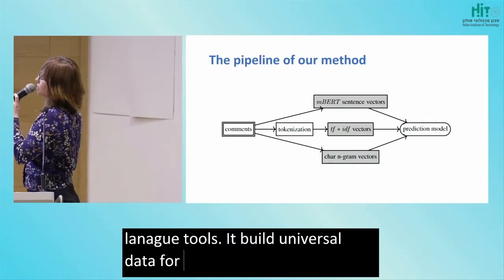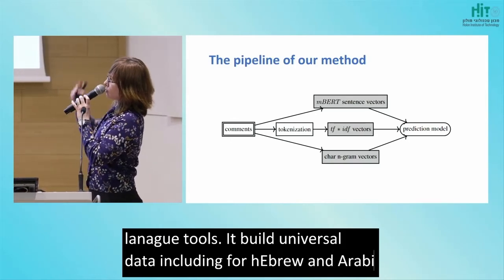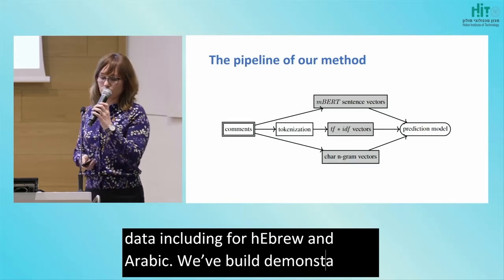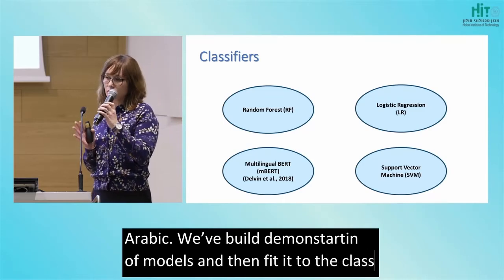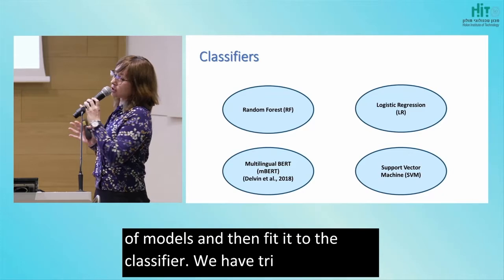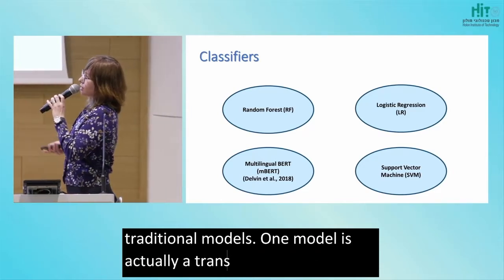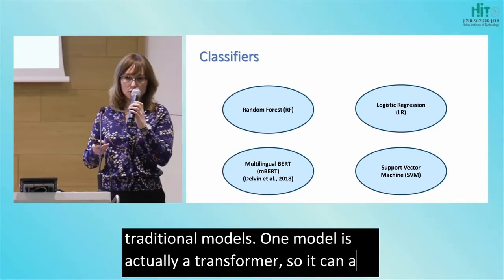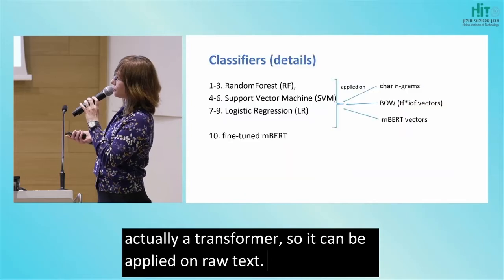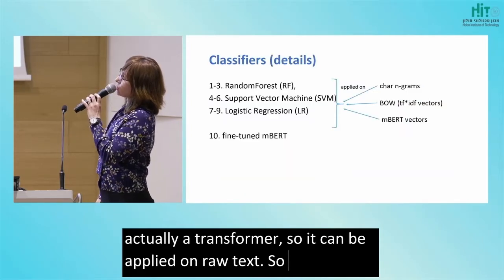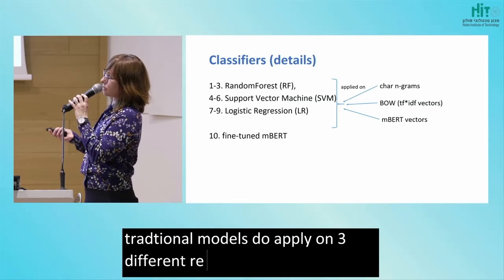So our pipeline is pretty standard for classification. We built representation models, one of three, and then feed it to the classifier. We tried three traditional machine learning models: random forest, logistic regression, support vector machine, and one model is actually a transformer, multilingual BERT. So it can be applied on raw text, and it encodes the input, and then feeds it to the classification layer. So all traditional models were applied on three different representations, while mBERT was applied on raw text.